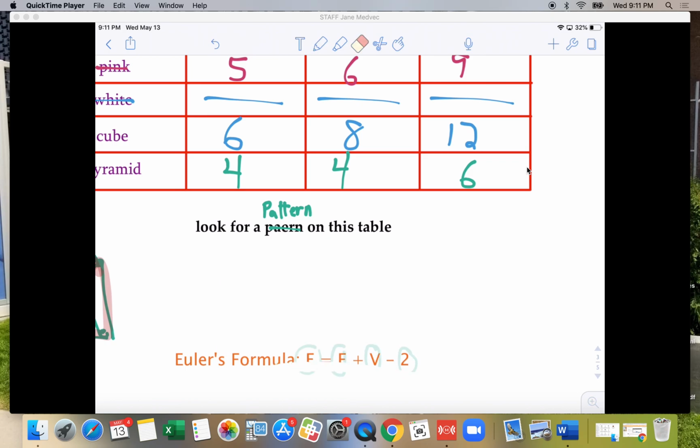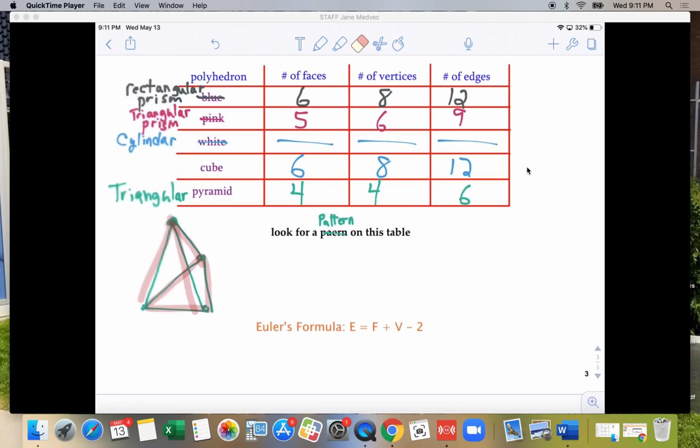So let's just look at a quick example. If I look at a rectangular prism, the very top, if I take the number of faces, which is 6, and I add the number of vertices, which is 8, and I subtract 2, that should give me the total number of edges, which is 12. And you're going to notice that it's true.